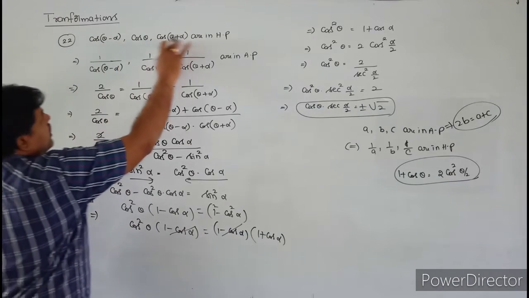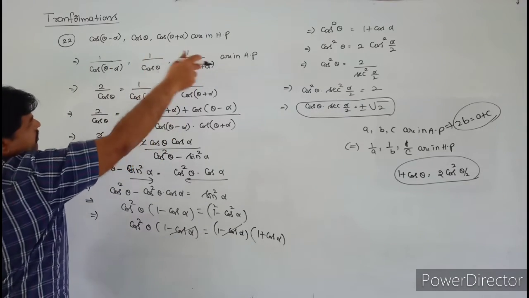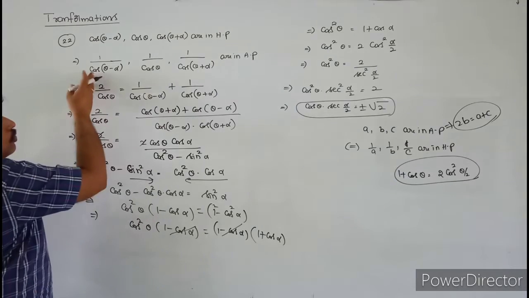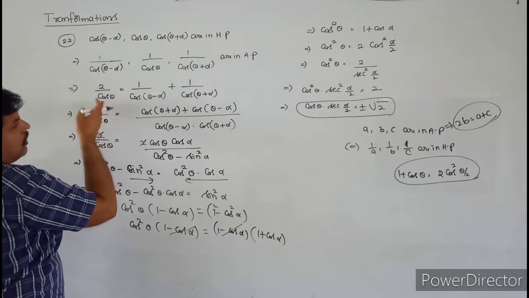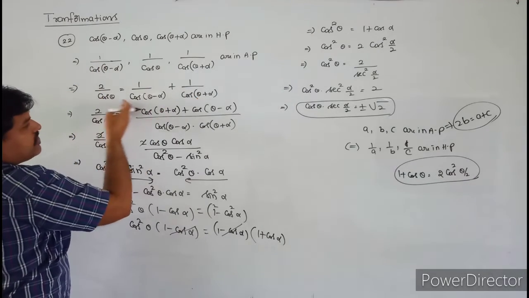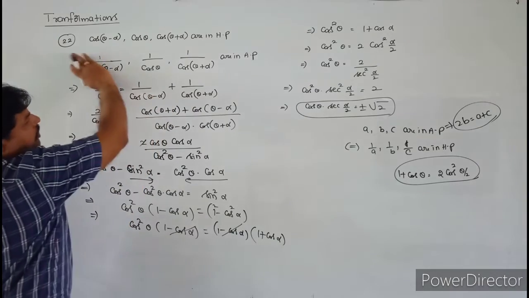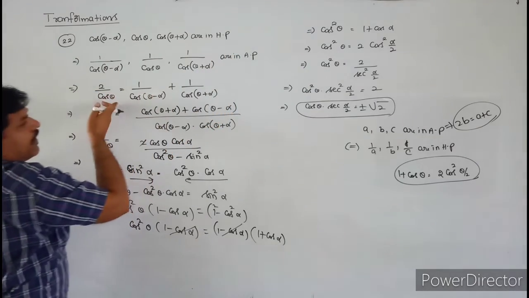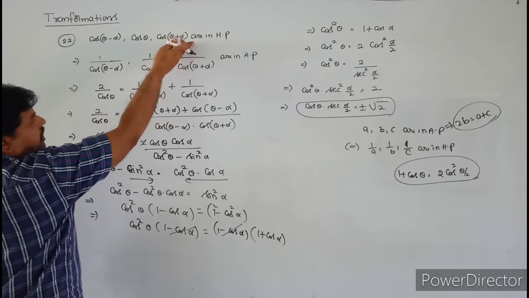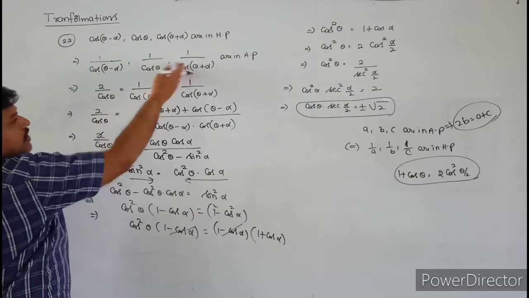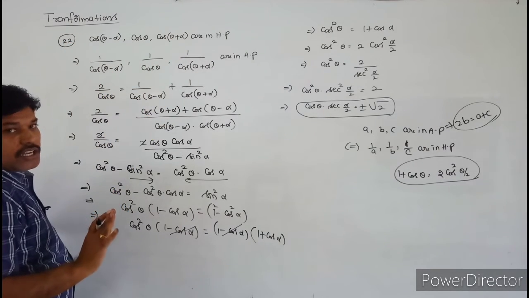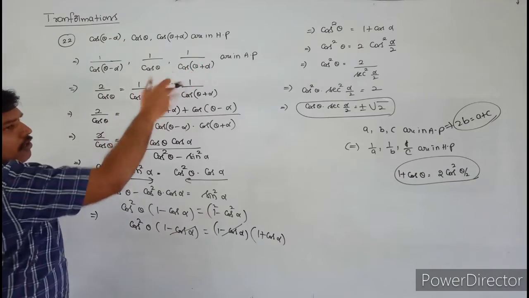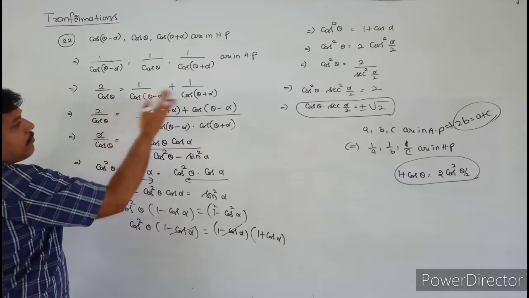So these terms are in HP, automatically take the reciprocals, it will become in AP. So 2b is equal to a plus c form. Otherwise, you can write directly also: if a, b, c are there, then 2 by b is equal to 1 by a plus 1 by c. Otherwise, change into the AP, you will get the same form, 2b is equal to a plus c.